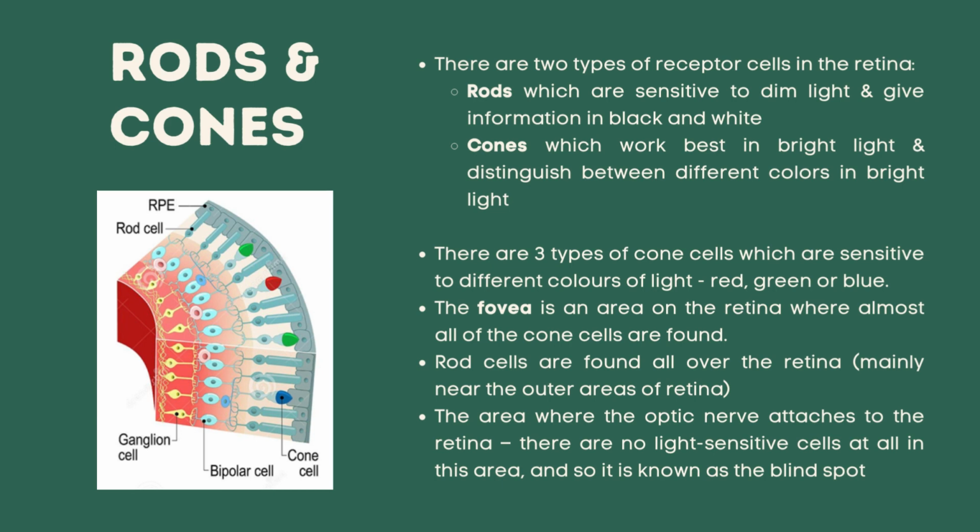Cones, on the other hand, are less sensitive to light than rods and they work best in bright light. Cones are packed together in the fovea. There are three kinds of cones which give information in different colors for color vision.